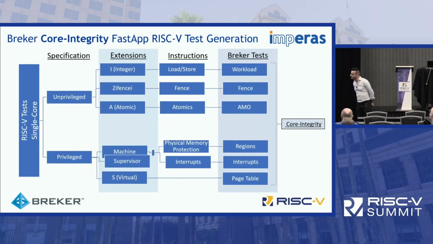What is the core integrity fast app for RISC-V? It is tests that come straight out of the specification for a single core. You can think of them as compliance tests. This is what we have created, all the way to the right. Those are all the different instructions that we have tested and the different tests that we have created for them. So this would be a very easy plug-and-play test solution.